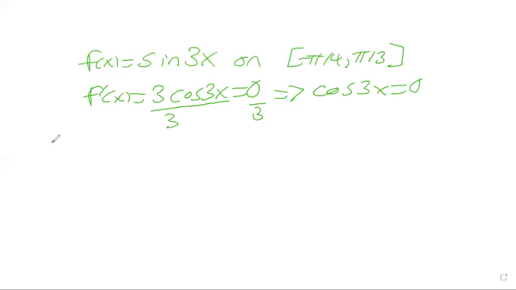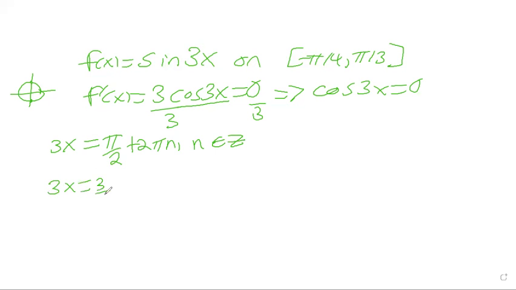Well, now I have to find where cosine equals 0 on the unit circle. If I look at my unit circle, I draw it really quick, cosine is 0 here and here. So at π/2 and 3π/2. So it'd be π/2 plus 2πn, where n is an integer. The other one would be 3π/2 plus 2πn, where again n is an integer.